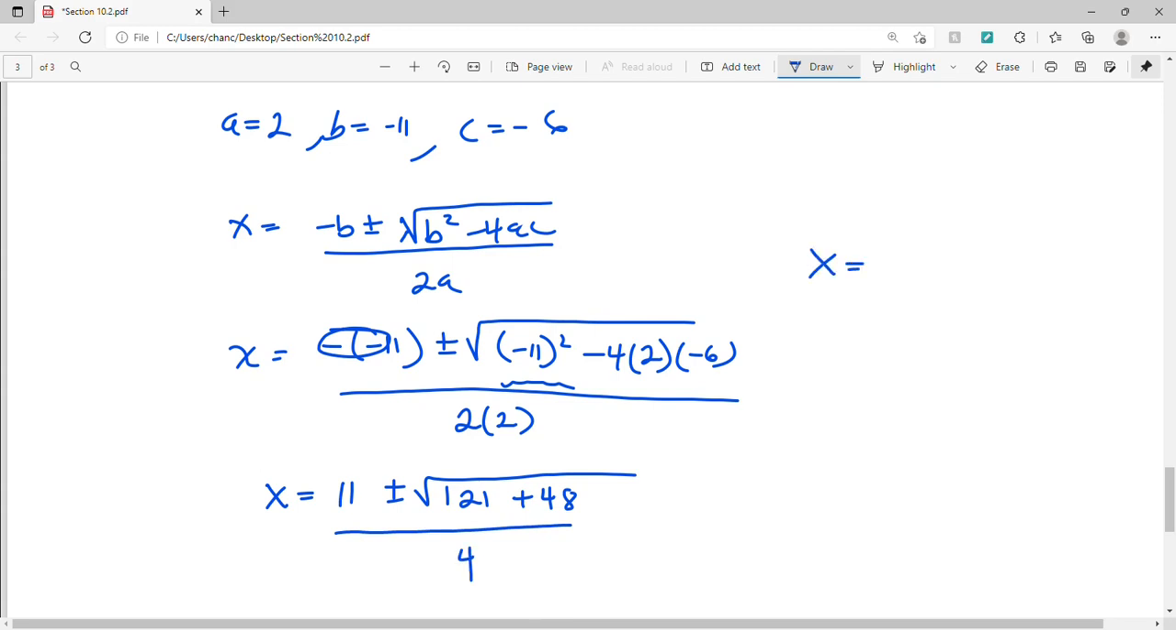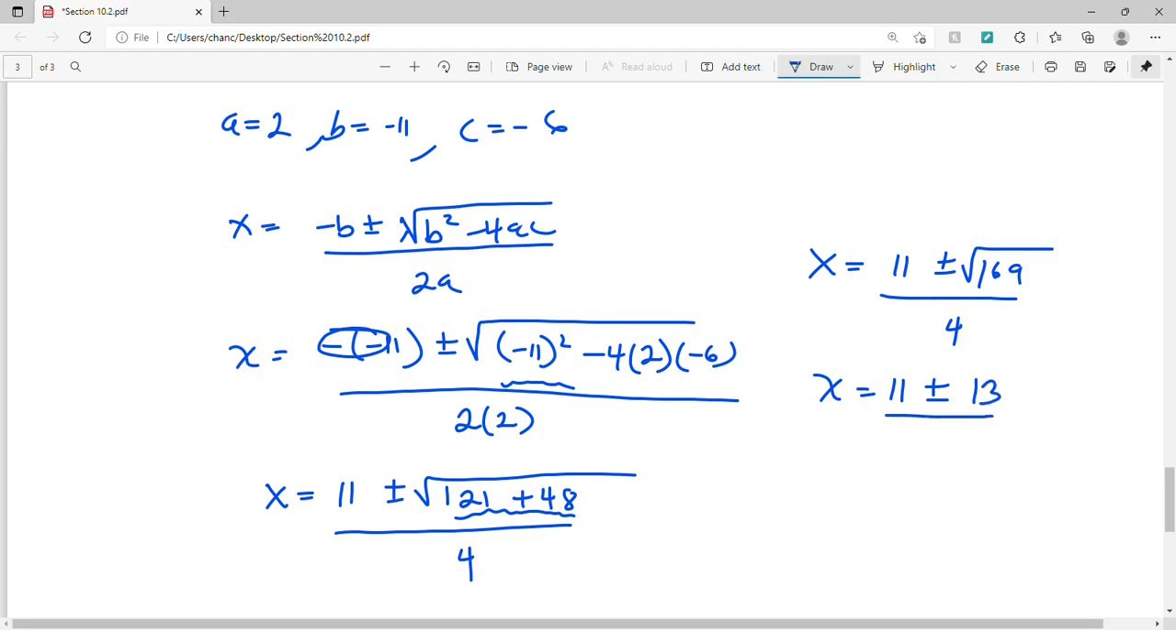This simplifies the radicand as the square root of 121 plus 48 is going to give us 169 divided by 4. The square root of 169, that's 13. So we have 11 plus or minus the square root of 169, which is just 13, so I'll replace that with a 13. Let's write a 13 here, and we're going to divide that by 4. Now we have to break it into two equations, 11 minus 13 divided by 4, and the other one is 11 plus 13 divided by 4.